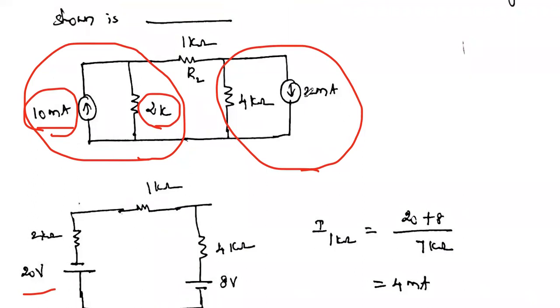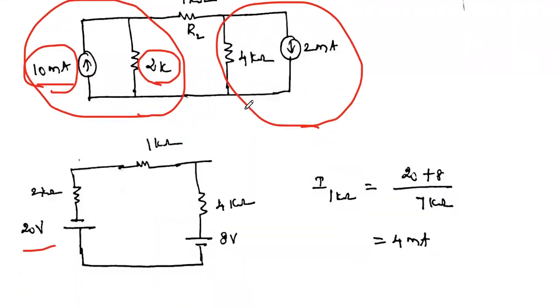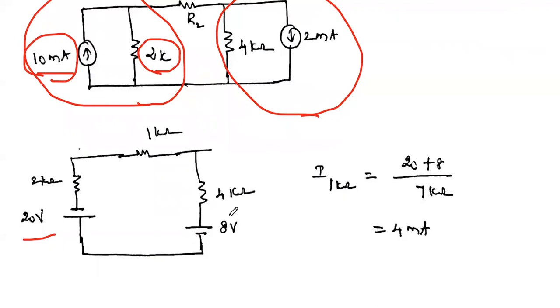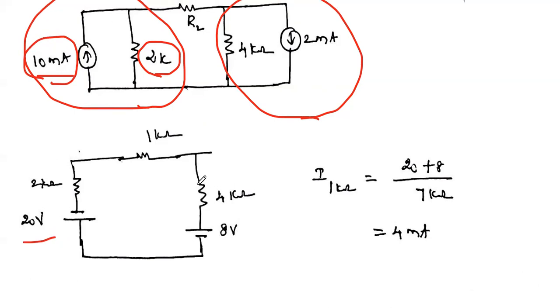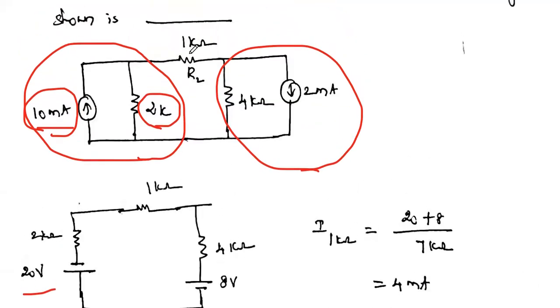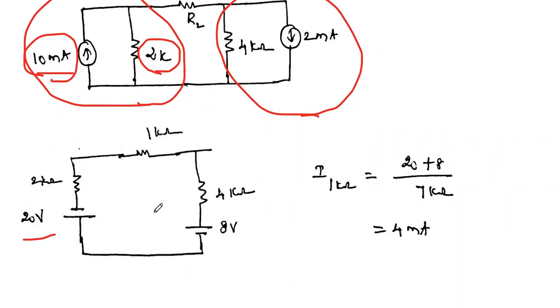Similarly, here also one current source is connected in parallel with a resistor, so it can be replaced with a voltage source in series with the resistor. What is the value of that voltage source? This current multiplied with 4 kilo ohm. So 2 milli multiplied with 4 kilo gives 8 volt in series with the 4 kilo ohm resistor, and already 1 kilo ohm is available here. Our aim is to find the current flowing through this 1 kilo ohm resistor.